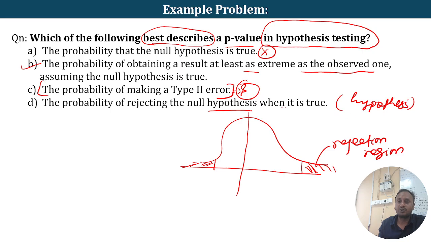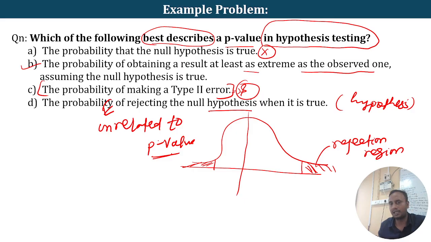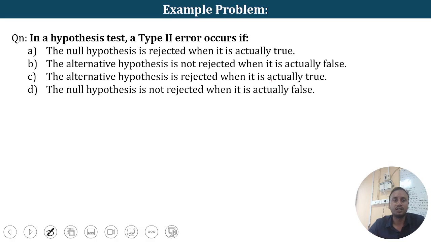Okay. So it's not going to be related to the... unrelated to p value. Type 2 error is actually failing to reject the null hypothesis, but that is not going to be related to the p value. It's going to be irrelevant. So that can't be the option. The p value gives the probability of obtaining a result as extreme as the observed one, assuming the null hypothesis is true.